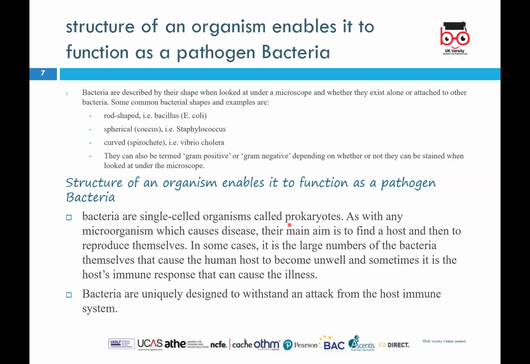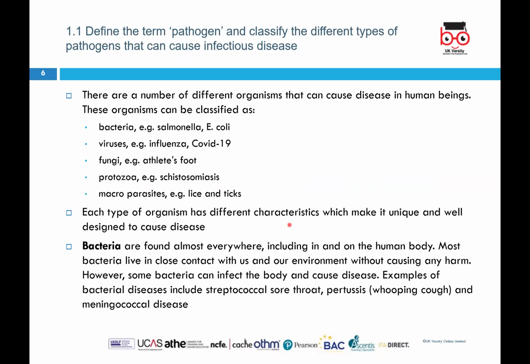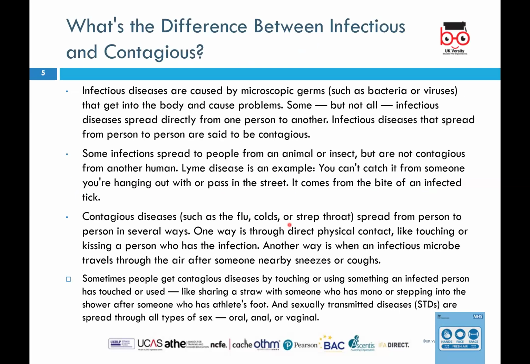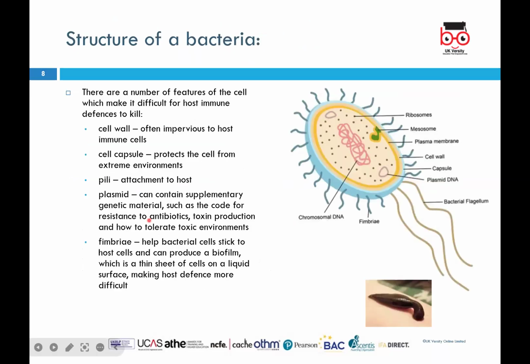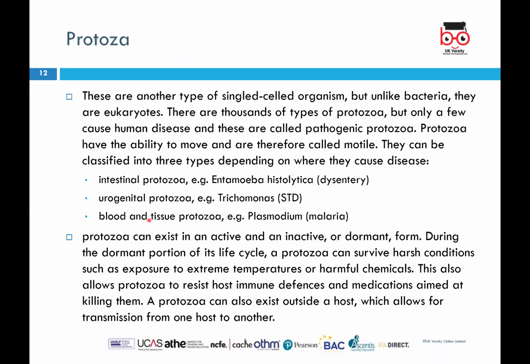Okay. So the bacteria are different from us because we have multiple cells in our bodies, whereas these bacteria are single cell, they live on only one cell. Now, how is protozoa different from a bacteria? It is single-celled, but they are known as eukaryotes. There are several types of protozoa. Only a few cause human disease, and these are called pathogenic protozoa.